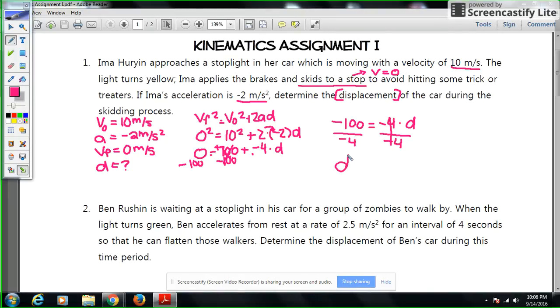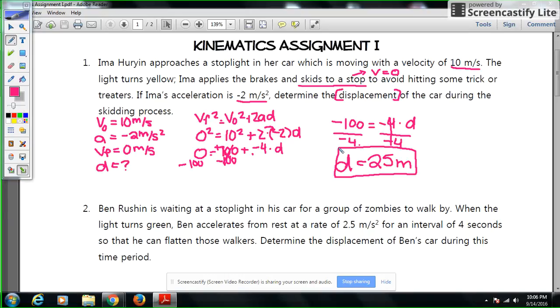And then what I'm left with is a displacement of -100 divided by -4, which gives me a displacement of 25 meters. You've got to make sure that you put the unit, otherwise I'm not going to give you full credit. I'm going to take some points off.